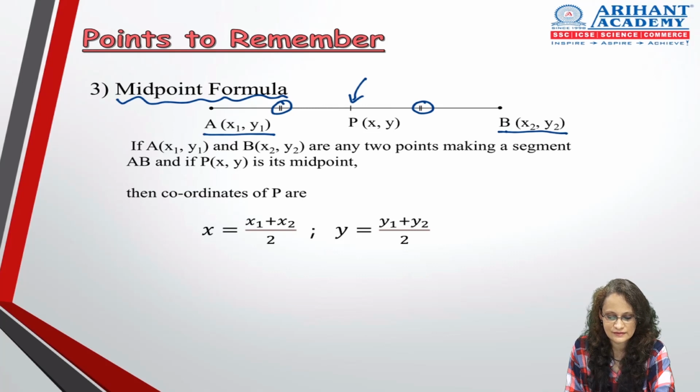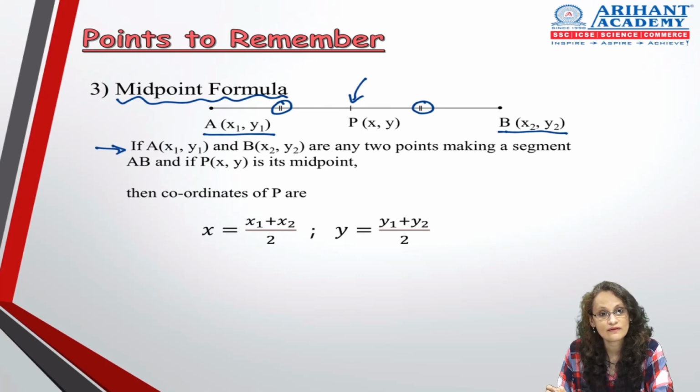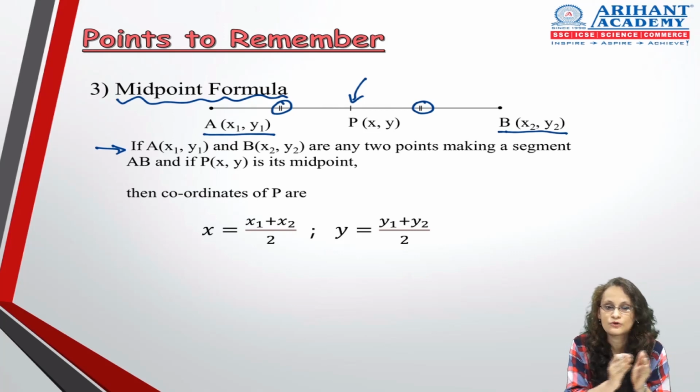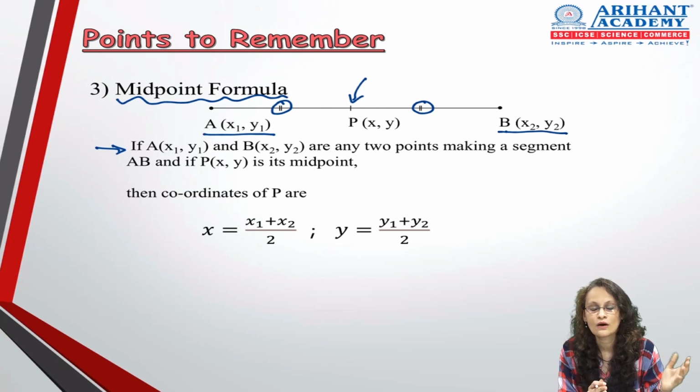Okay, so let me read the statement for you. If A x1 y1 and B x2 y2 are any 2 points making a segment AB, and if P x comma y is its midpoint, specifically देखो midpoint, then coordinates of P are x is equal to x1 plus x2 upon 2, y is equal to y1 plus y2 upon 2. So basically midpoint formula is actually derived from section formula. इसलिए हमने वो पहले किया और उसी का एक पार्ट है midpoint formula.